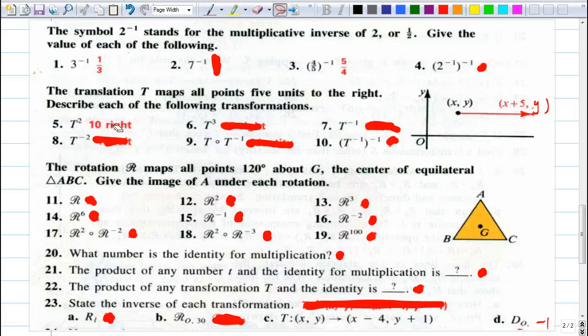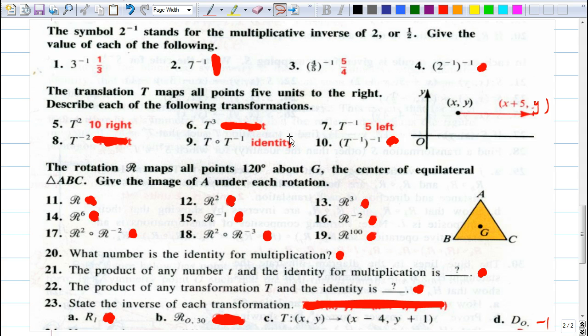Okay. What about then t to the -1 power? If t moves 5 units to the right, the inverse of it moves it 5 units to the left. So you're back to where you were. Number 9. What do you think? This should be easy. If you were to do t after t inverse, it's the identity. The point that you started with is back to where it was.